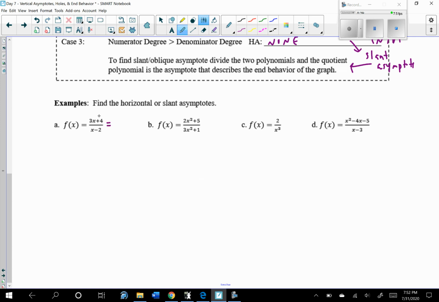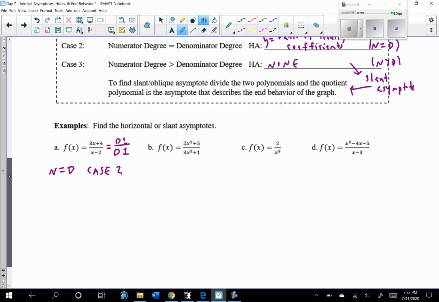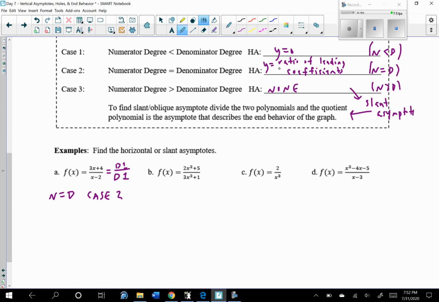So remember, this is in standard form, and you're looking at the degree. The degree of the numerator in standard form is the highest power of x, which is 1 if it's not written. So we have degree 1 over a degree of 1. That means the numerator equals the denominator, and we're using case 2 for the end behavior. Case 2 says the horizontal asymptote is the ratio of the leading coefficients. So the leading coefficients, this is 1 if it's not written, are 3 over 1. So that means we have a horizontal asymptote at y equals 3.